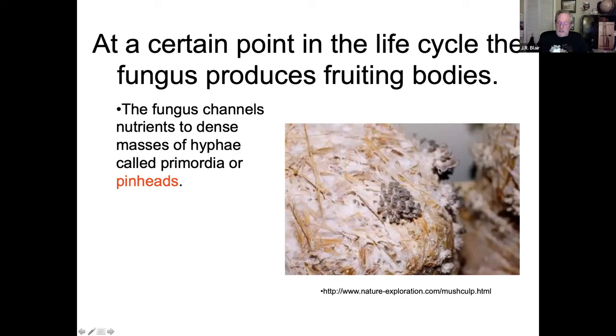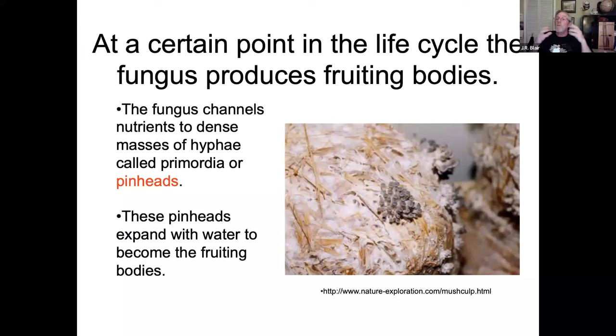Essentially, what happens is that these pinheads fill with water. So when you see something like this cluster of pinheads, you can see some little individuals there. The vast majority of cells are already there at this stage. And so they fill with water and expand out into what we know of as a mushroom or a fruiting body of some sort.